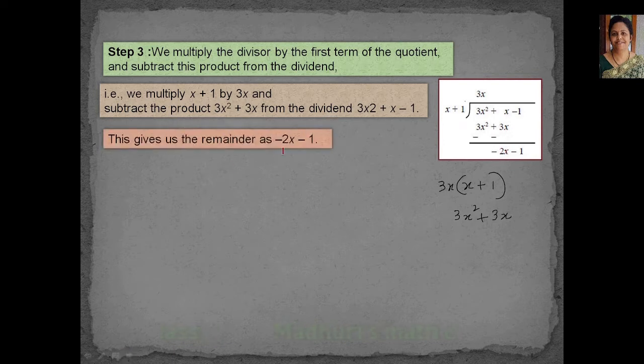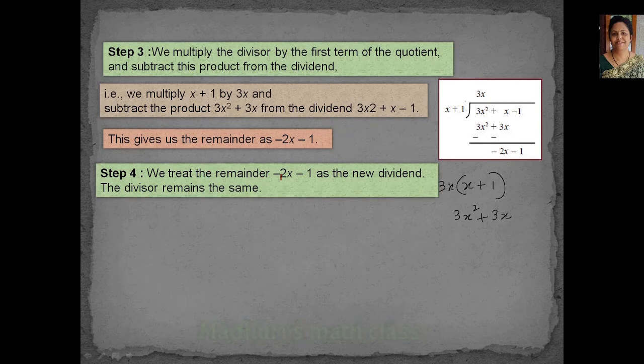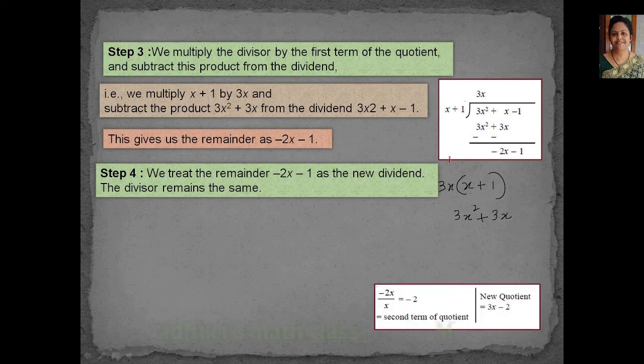So now we will take the next term down, that is negative 1. So this gives the remainder as negative 2x minus 1. We treat the remainder negative 2x minus 1 as the new dividend. Now the new dividend is minus 2x minus 1. The divisor remains the same, x plus 1. So the first term of the new dividend is negative 2x. That divided by the first term of the divisor x, you will get negative 2. So the second term of the quotient is negative 2. So the new quotient is 3x minus 2.